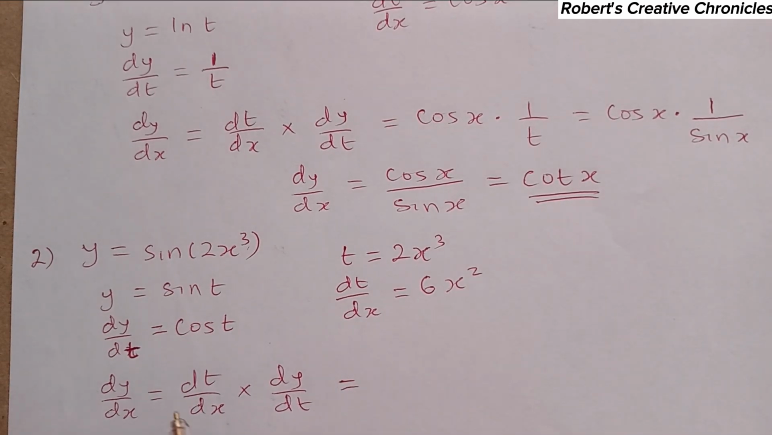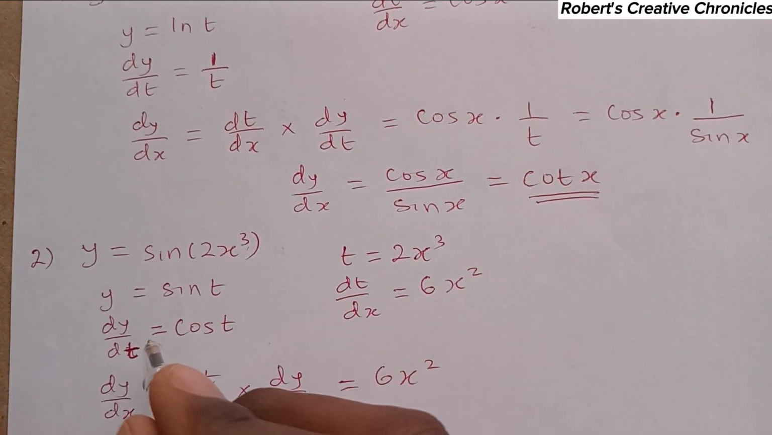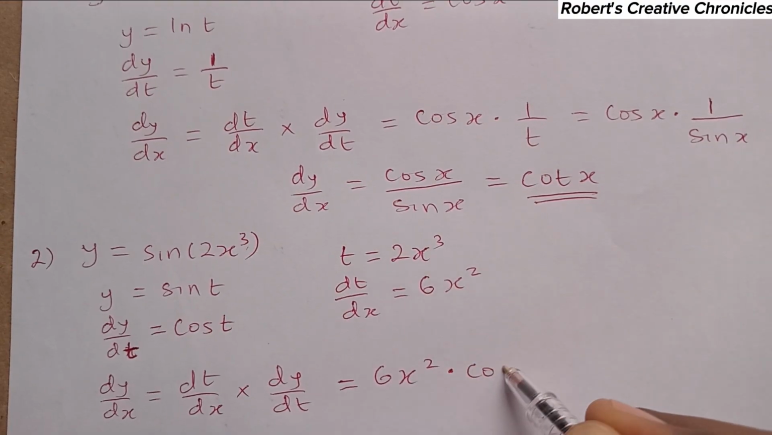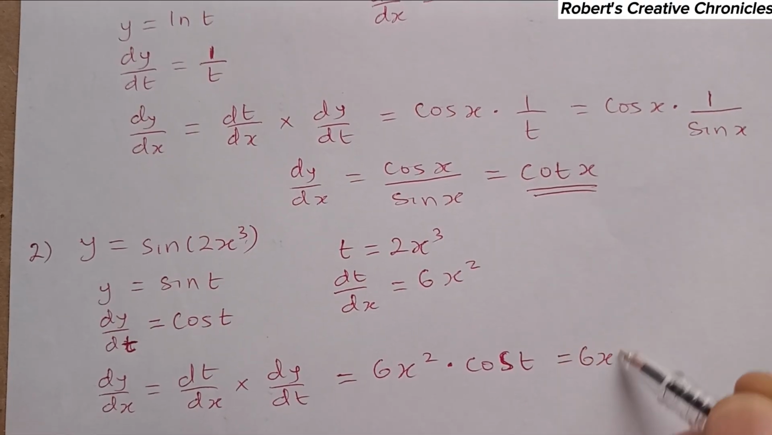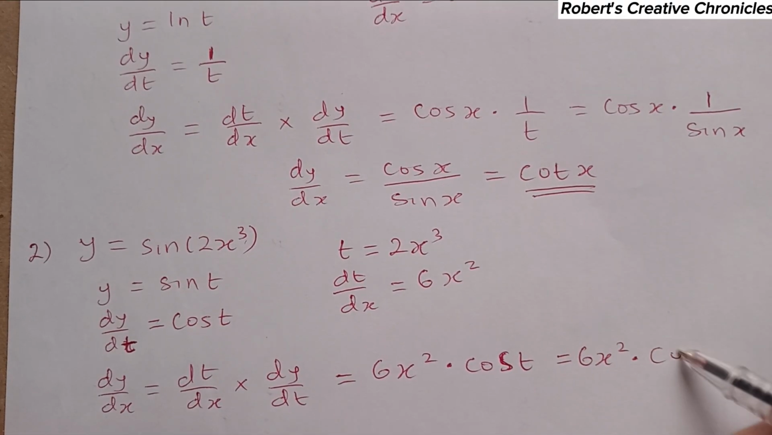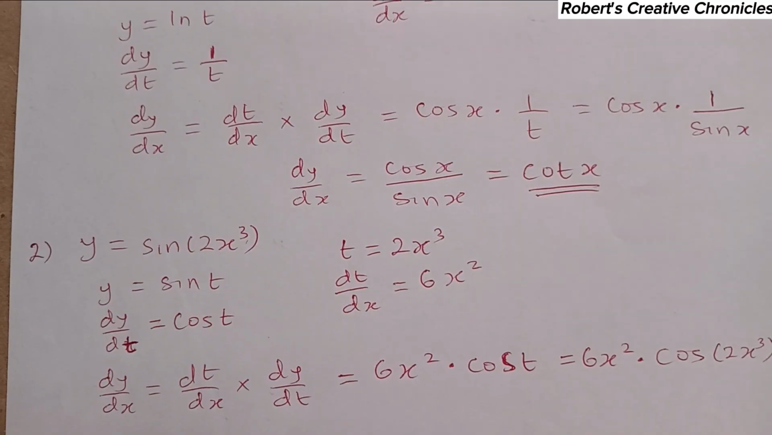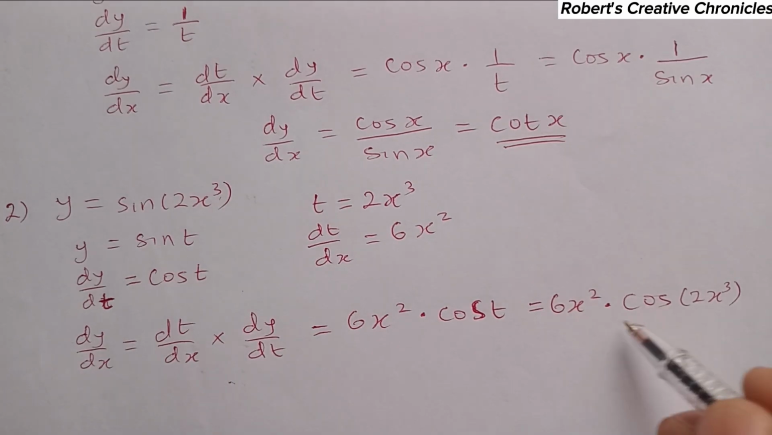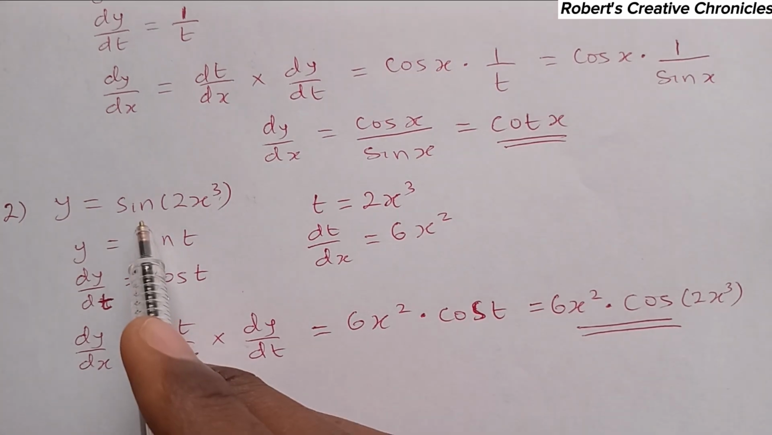So this becomes what? What's dt over dx? It's 6x squared. Here it becomes times cos t, which is equal to 6x squared times cos, what's t? t is 2x cubed. So it's 2x cubed. So 6x squared cos 2x cubed, that's the final answer. So this is the derivative of this function.